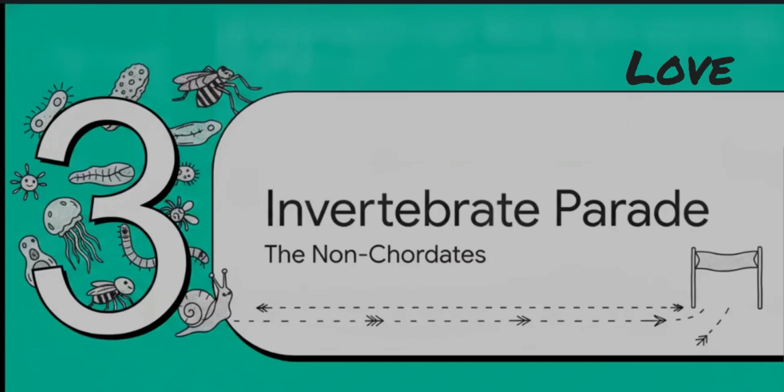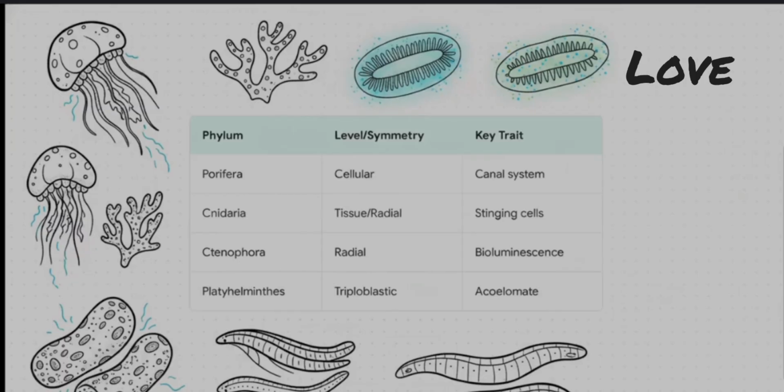Which brings us to Section 3, the invertebrate parade, exploring the non-chordates. Starting at the absolute baseline of this parade, we have Porifera, the sponges. These are purely cellular survivalists using a really unique water canal system. Step up just one evolutionary rung and we find Cnidaria, organisms with actual tissues, radial symmetry, and those infamous stinging cells called cnidoblasts. Right next to them are the Ctenophora, or comb jellies.